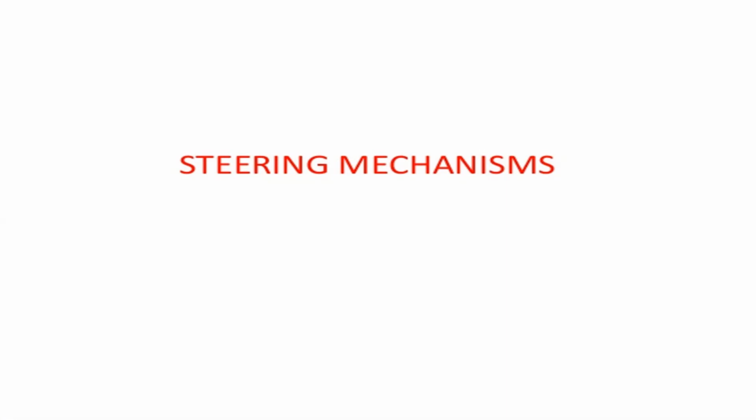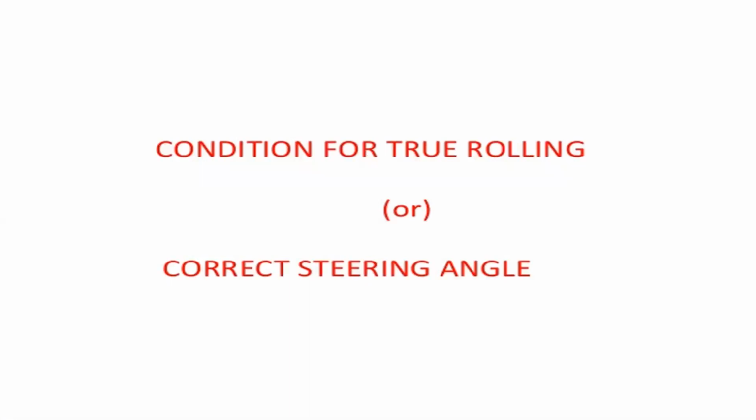Going into steering mechanisms, I will first explain a small subject related to this, that is the condition for true rolling, or correct steering angle. How do we maintain the correct steering angle in automobile vehicles, what is the calculation part, and how do we do the derivation to maintain a correct steering angle?